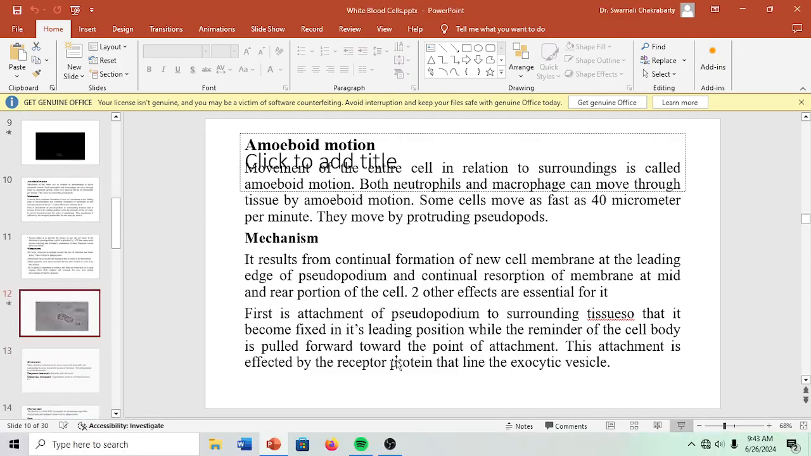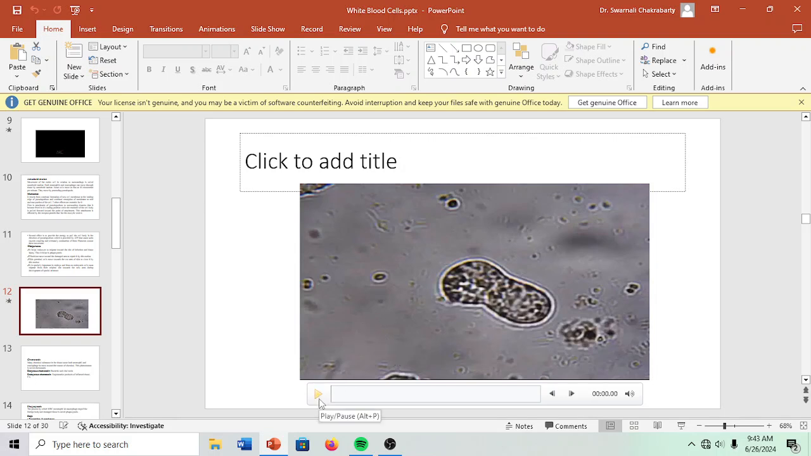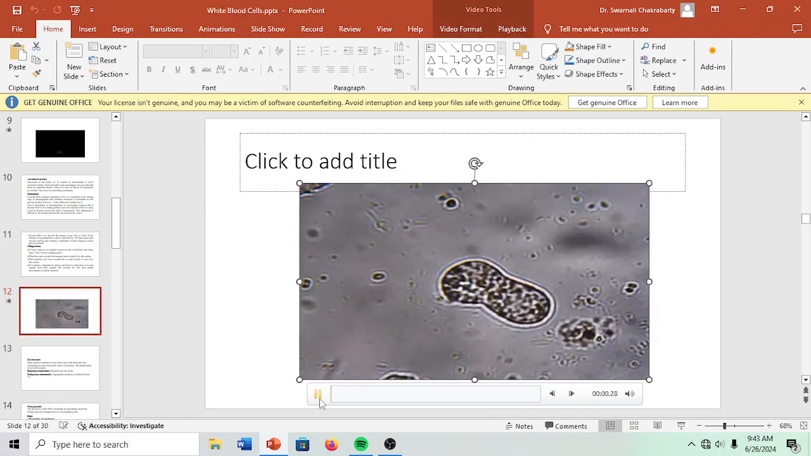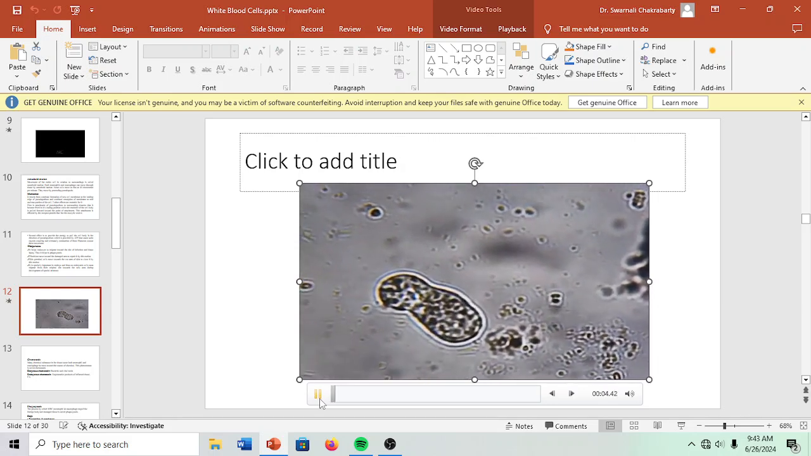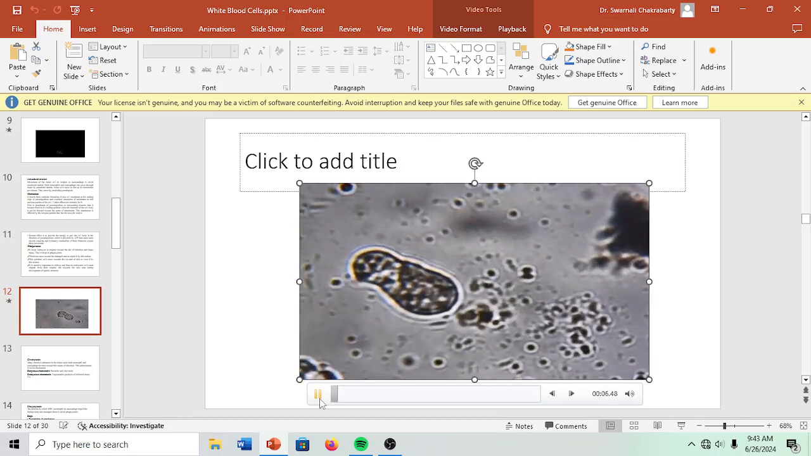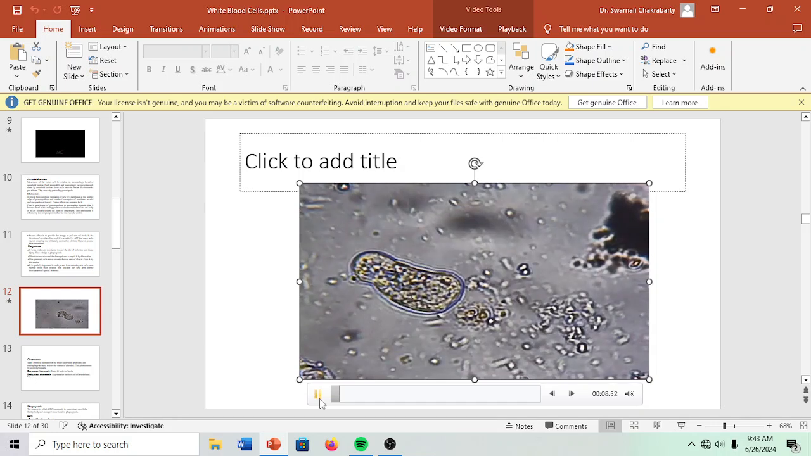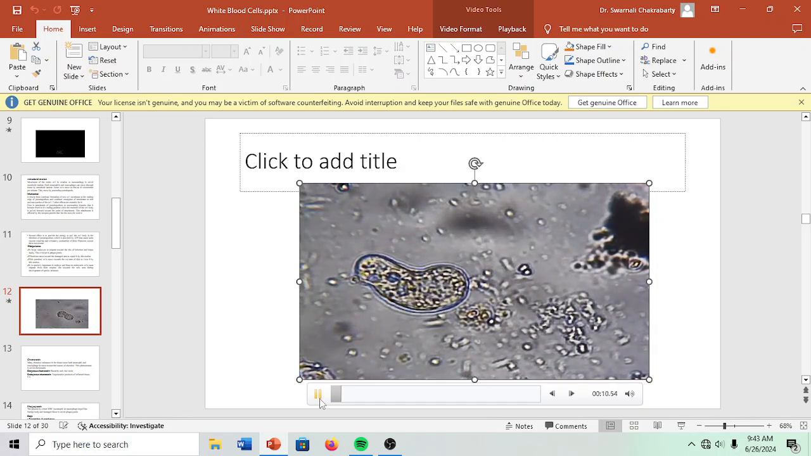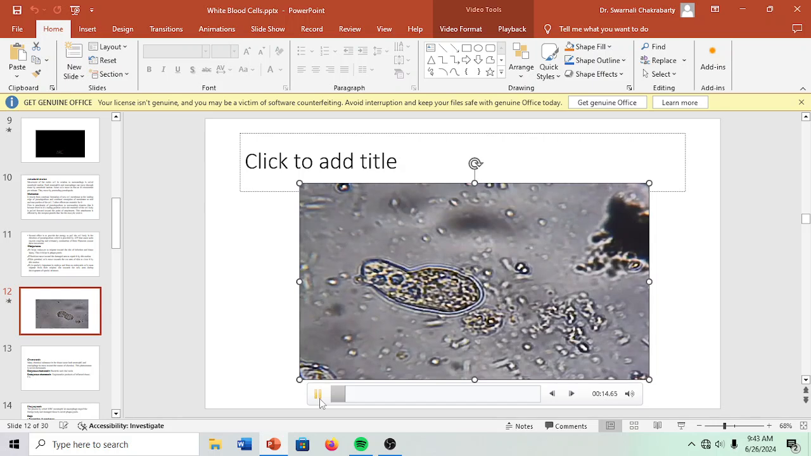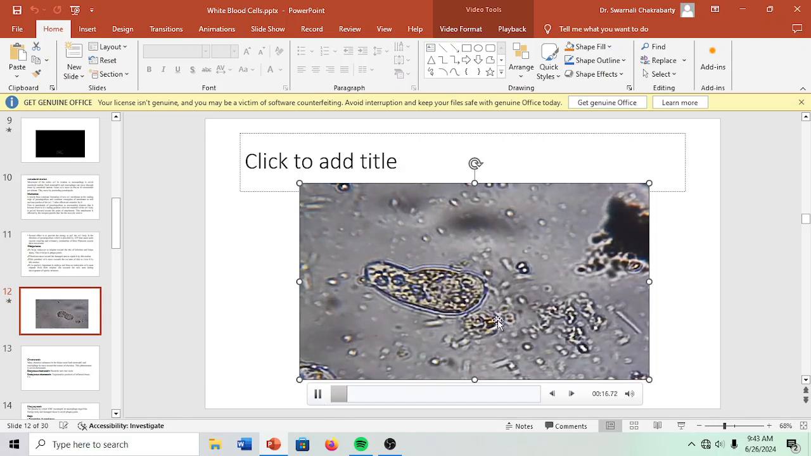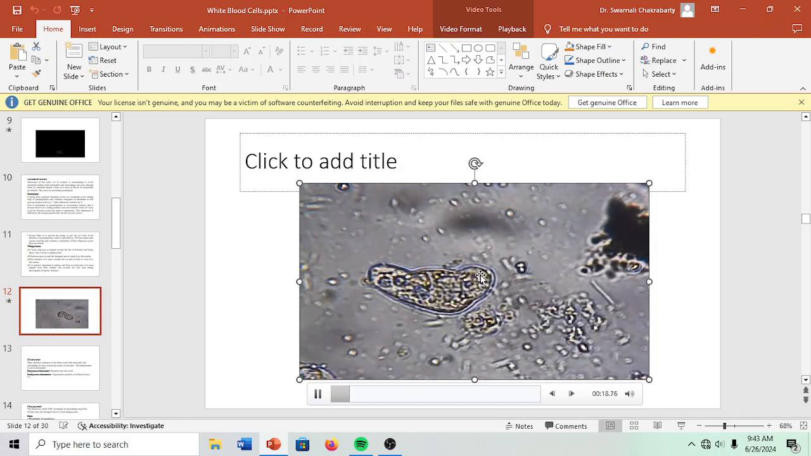This is a video showing the amoeboid motion of WBC. Now WBC is moving towards the destination. These are the bacteria or harmful substances.